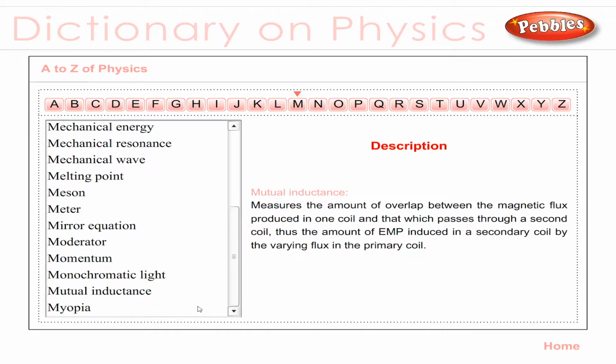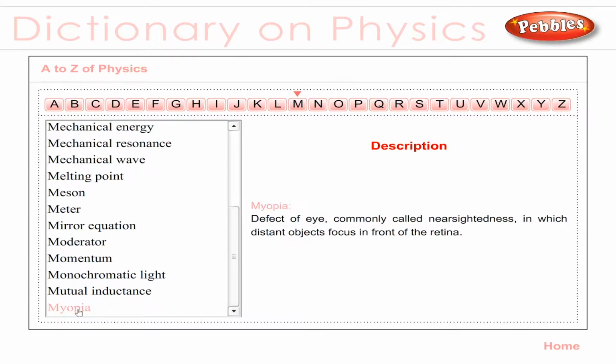Mutual inductance. Measures the amount of overlap between the magnetic flux produced in one coil and that which passes through a second coil, thus the amount of EMF induced in a secondary coil by the varying flux in the primary coil. Myopia. Defect of eye commonly called nearsightedness, in which distant objects focus in front of the retina.